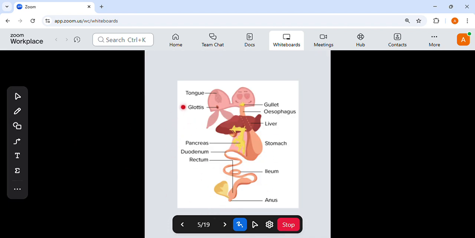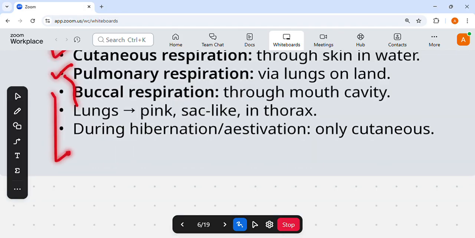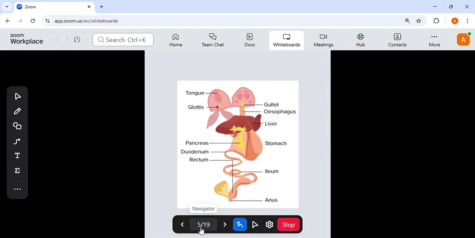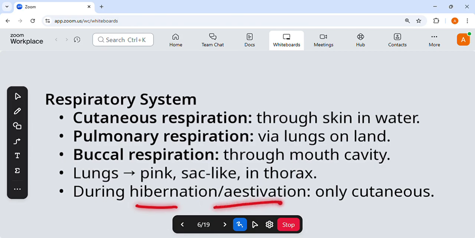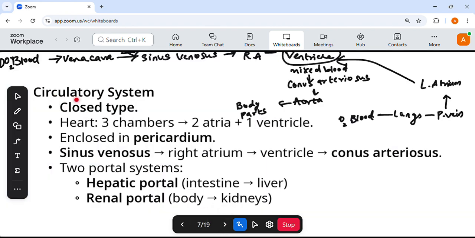This is how it is: tongue, esophagus, stomach, duodenum, ileum, rectum, anus, cloaca, and then the cloacal aperture. Respiratory system, three types: cutaneous through skin, pulmonary via lungs, buccopharyngeal through buccal cavity. When they are in winter sleep or summer sleep, respiration happens through the skin. They have one pair of lungs, pinkish in color, sac-like, and present in the thoracic region. Then the circulatory system is closed type.